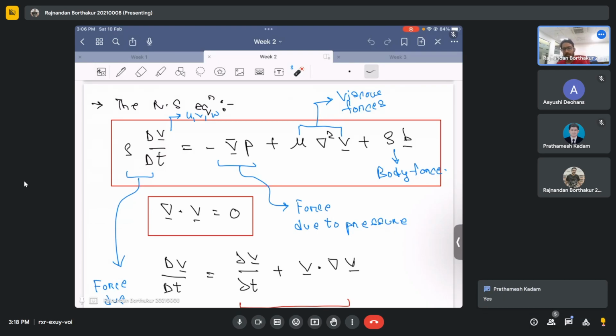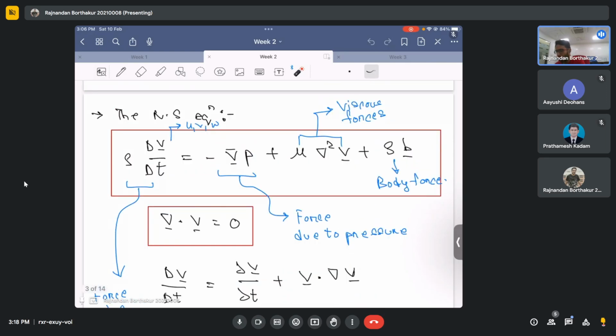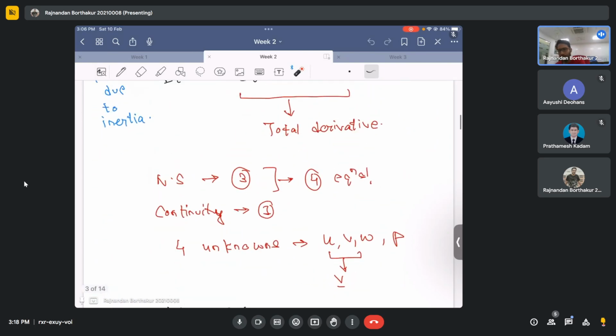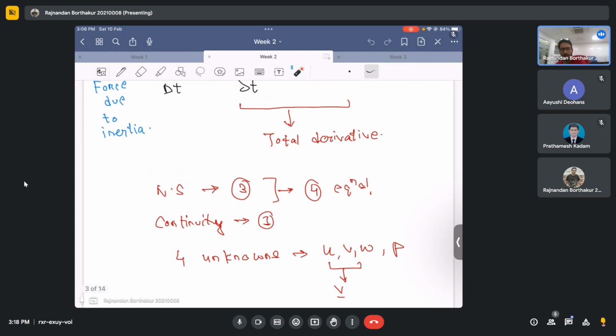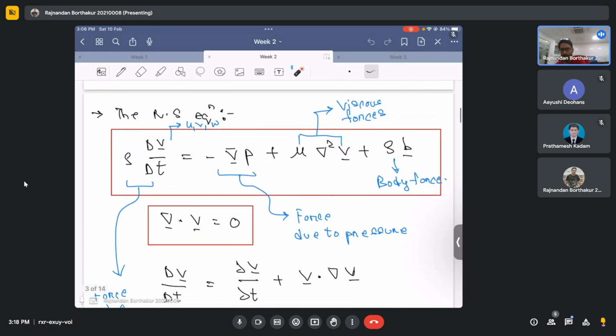We basically looked at the different terms involved in the Navier-Stokes equation. The term on the left-hand side denotes the force due to inertia. This equates to other terms: the pressure gradient, the viscous force, and the body force. Before that, we saw that the Navier-Stokes equation coupled with the continuity equation involves calculating unknowns, and the NS equation itself is a vector equation.